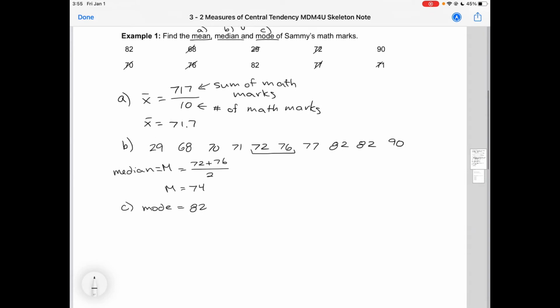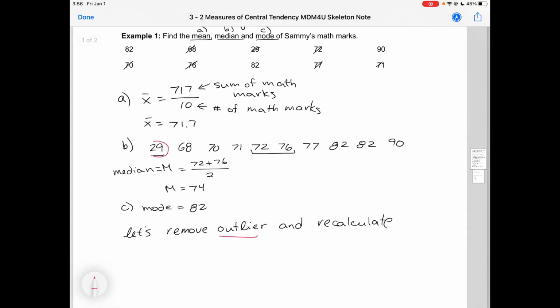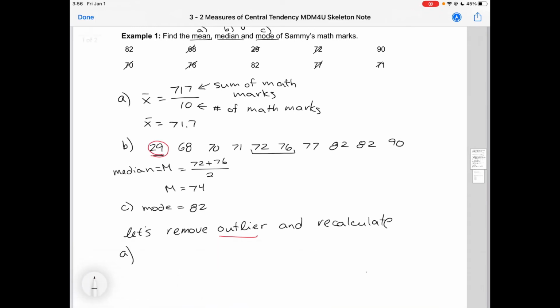Now, I want to show you the impact of an outlier. You might have noticed that this score right here is significantly different than the rest of the scores. So let's remove the outlier and then recalculate. Let me underline the outlier in red, and the outlier, the one that we're going to remove, is that 29. So recalculating the mean, my new total is going to be the sum of the math marks, take away 29. So that would give me 688.